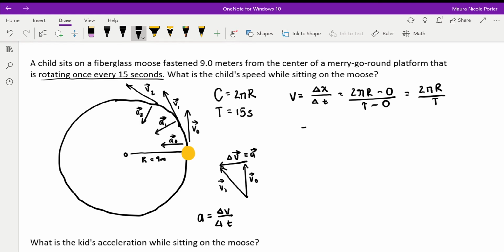So using that equation that we just derived, let's plug in some values. We have 2 pi times our radius of 9 meters divided by our time, which we said was 15 seconds. And this is going to come out with an answer of 3.770 meters per second. Yeah, so that's the answer for part 1.